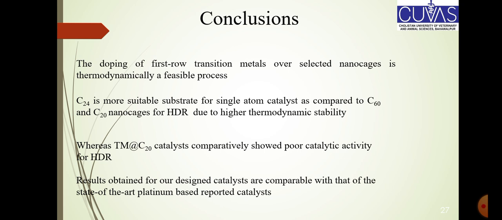Conclusion: the doping of the first row transition metal over the selected nanocages is a thermodynamically feasible process. C24 is a suitable substrate for the single atom catalyst as compared to C60 and C20 nanocages for hydrogen dissociation due to higher thermodynamic stability. Whereas the transition metal doped C20 catalyst comparatively showed poor catalytic activity for hydrogen dissociation. Results obtained for our designed catalyst are comparable with those of the state-of-the-art platinum-based reported catalysts.